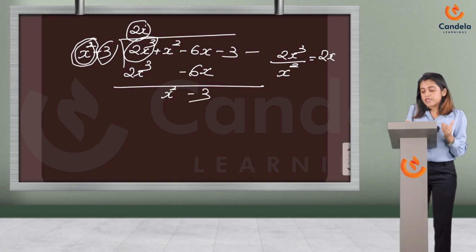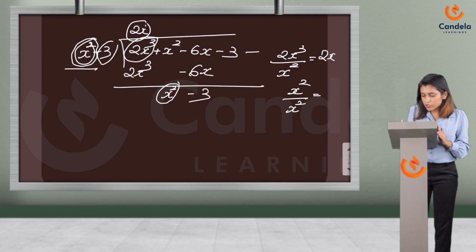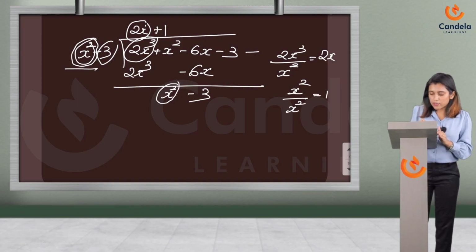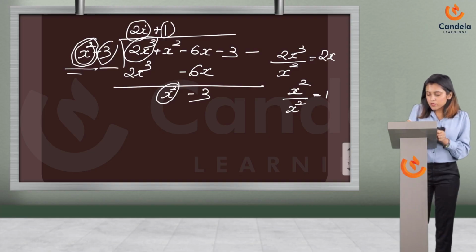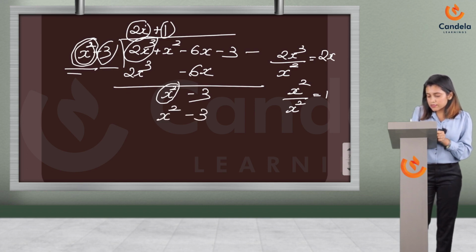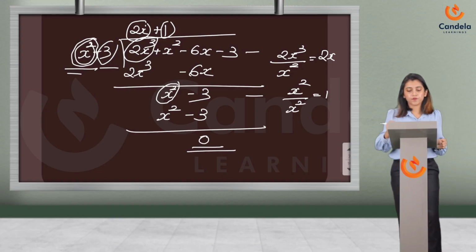Then the next step is again dividing this term with this term, which is x square by x square, which is equal to 1. So, we will be writing it here, plus 1. Then the next step is multiplying this 1 with these terms. So, 1 into x square, which is again x square. Then 1 into minus 3, it is minus 3. And subtracting it, we get 0 as the remainder.